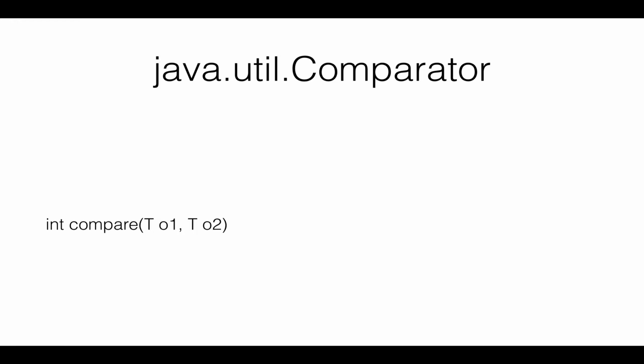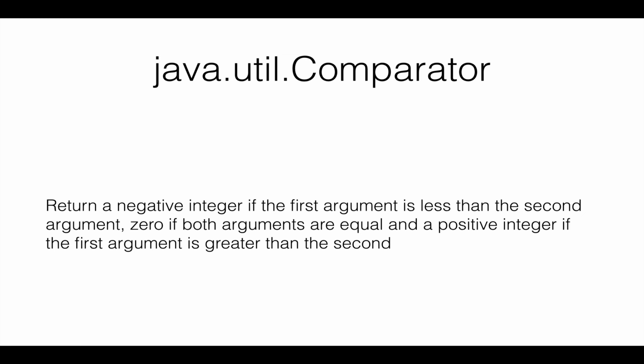The rules of the interface contract are pretty much the same as for Comparable. Return a negative integer if the first argument is less than the second argument, 0 if both arguments are equal, and a positive integer if the first argument is greater than the second.